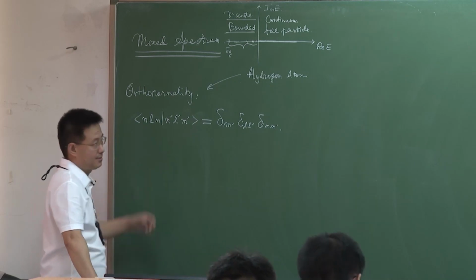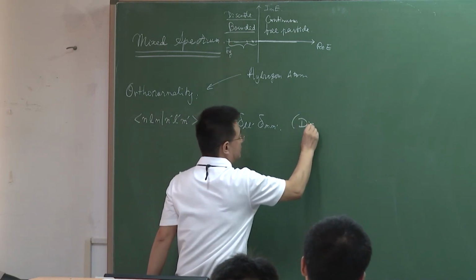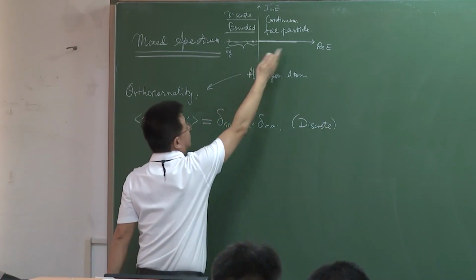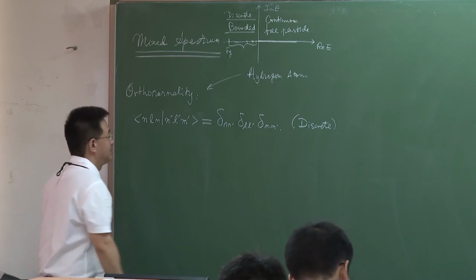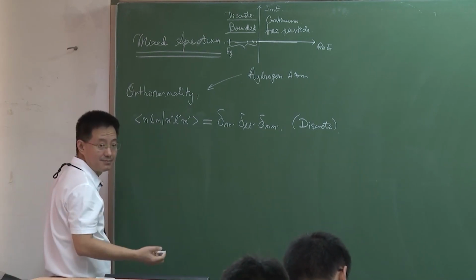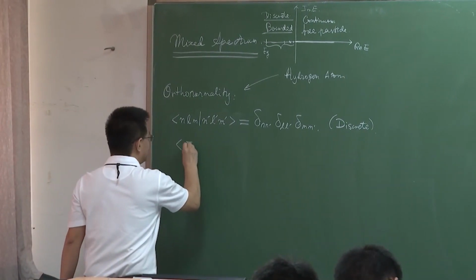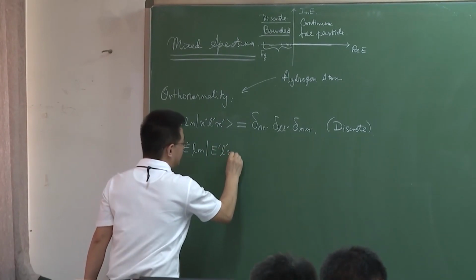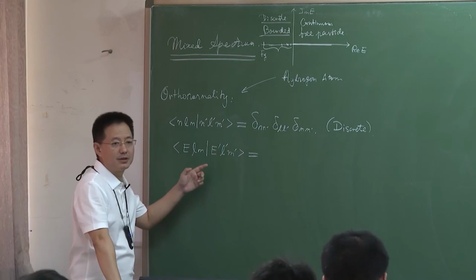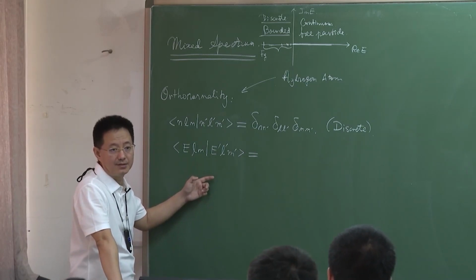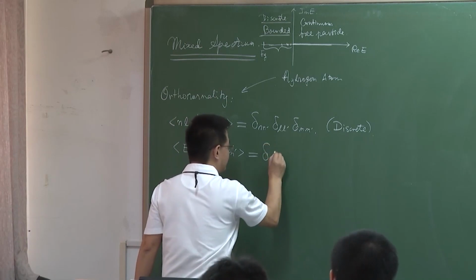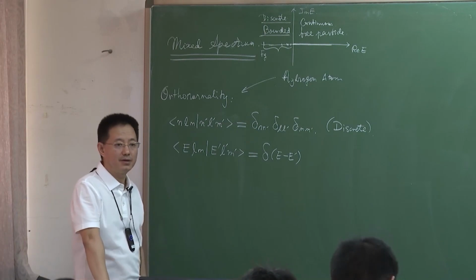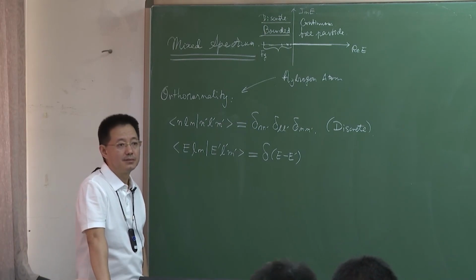This is for the discrete case, right? And for the unbounded state, the free particle case, that is continuous. So what do you have? You have E, l, m, E prime, l prime, m prime. You don't have the principal quantum number any longer for the continuous case. And for the continuous spectrum, you have a delta function, delta E minus E prime.